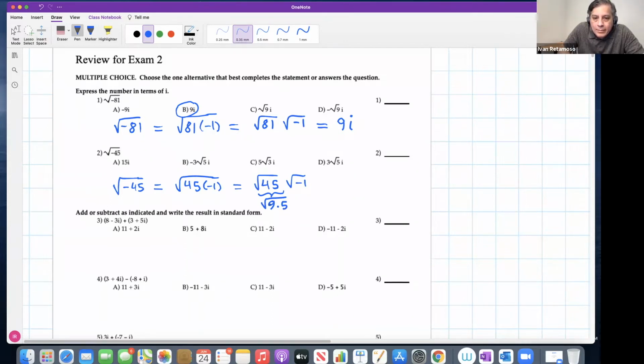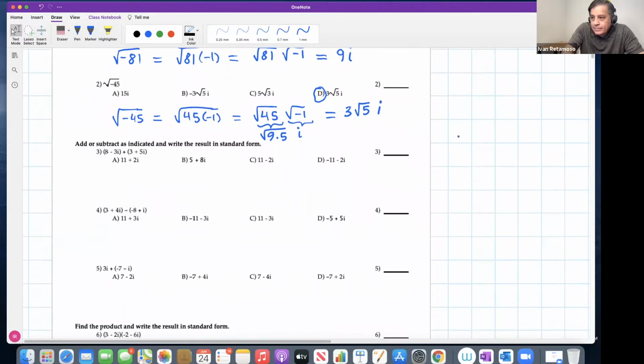right? 45 can be written as the square number 9 times 5, and the square root of negative 1 is just i. So we are talking about the square root of 9, 3. The square root of 5 is not exact, it stays the same, times i, right? So therefore, this is it, right? Very good, excellent, that's it.